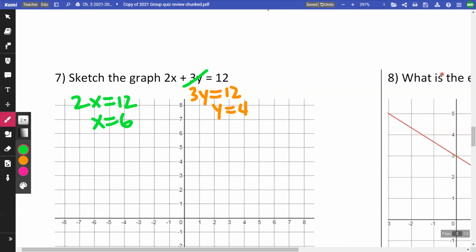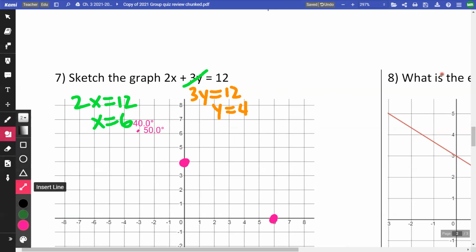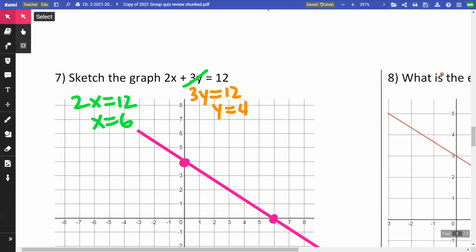And I'm going to graph my x and y intercepts. So my y-intercept is 4, my x-intercept is 6. And plot those 2 points. And then I can connect my line. And there's my equation.